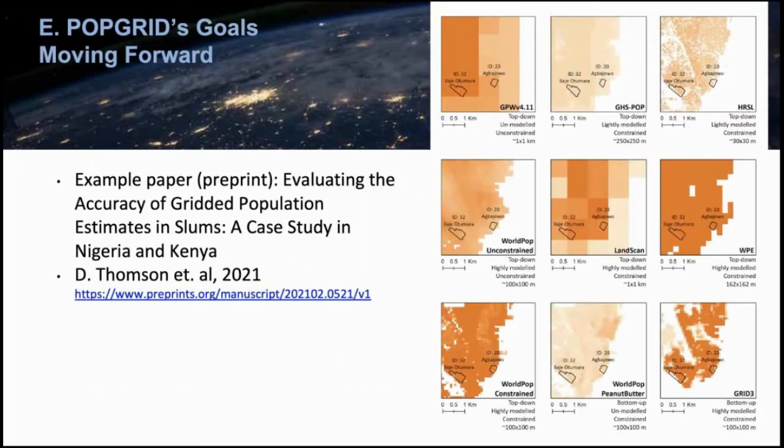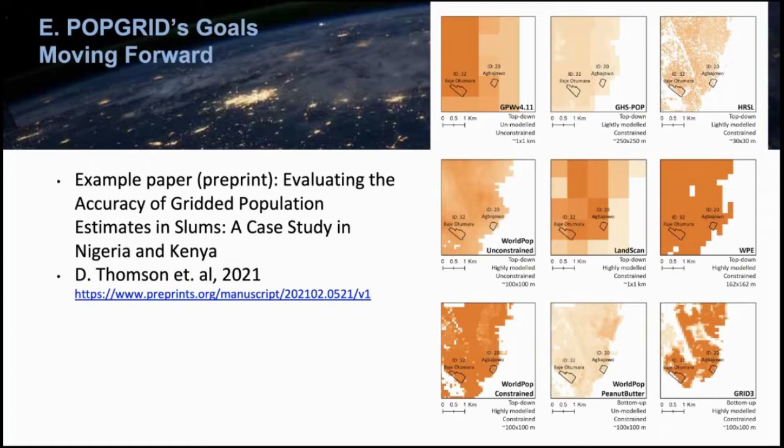Here's an example of what we've been producing to support end users, including academic papers and reports. This is a preprint that was put up just last month by Dana Thompson and a number of folks in the collaborative to assess the different gridded population data sets related to estimates of slum populations, or informal settlement populations, available in parts of Nigeria and Kenya. And what we found is that the gridded population data sets, all of them, consistently underestimate the population within slums based on the ground survey data.